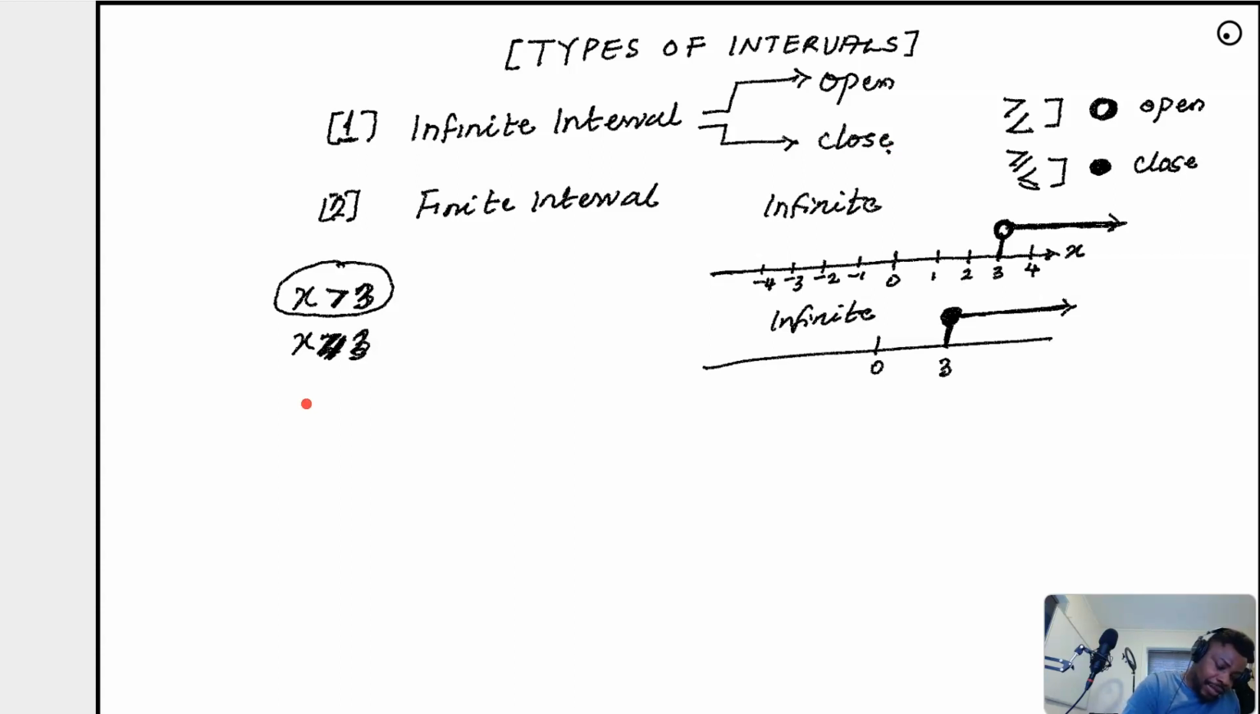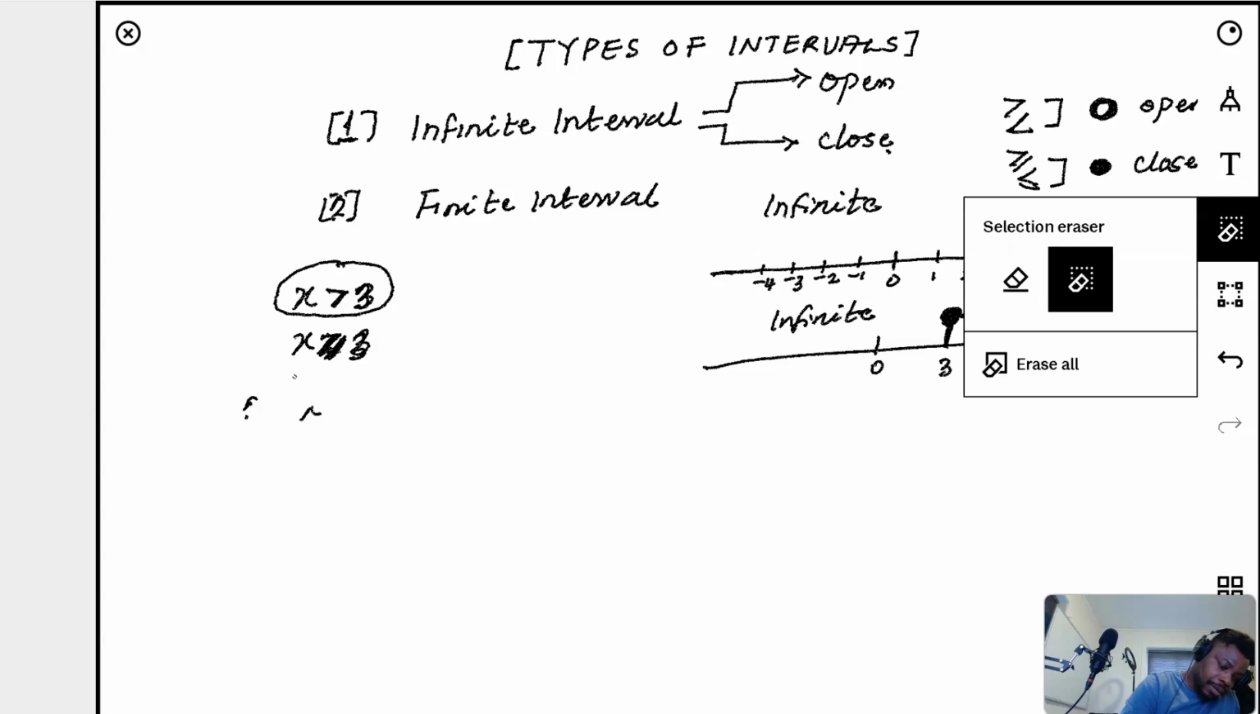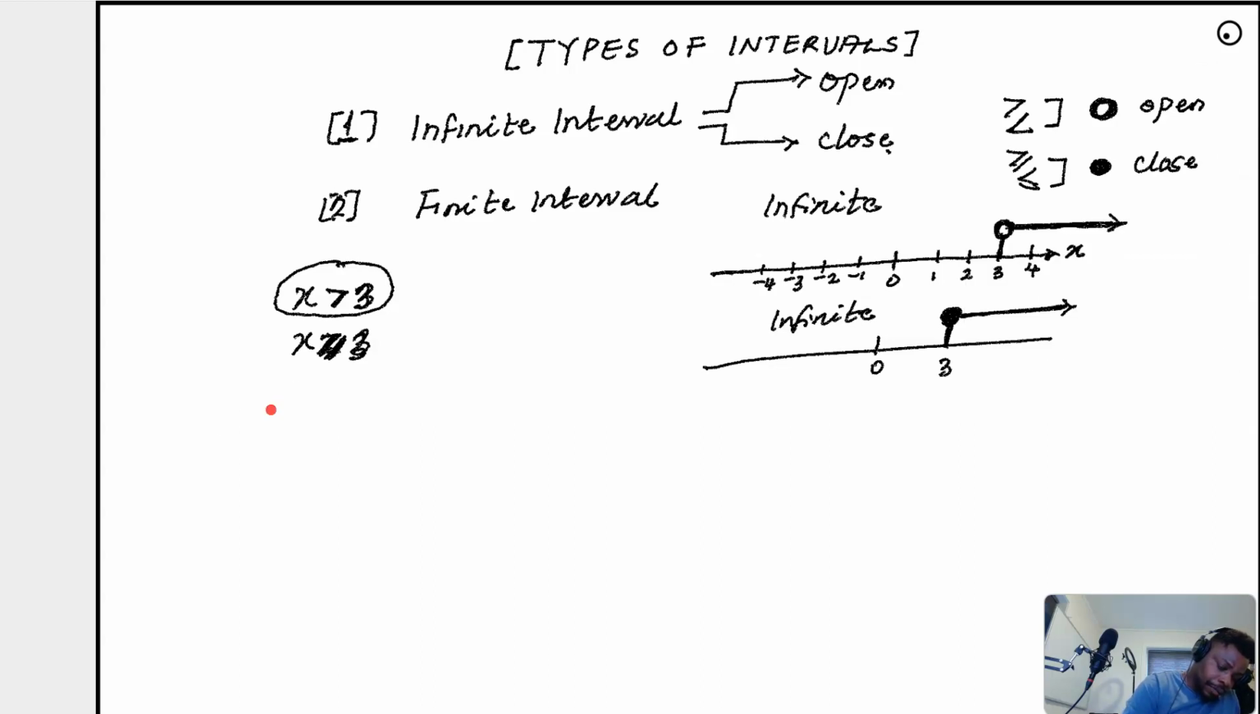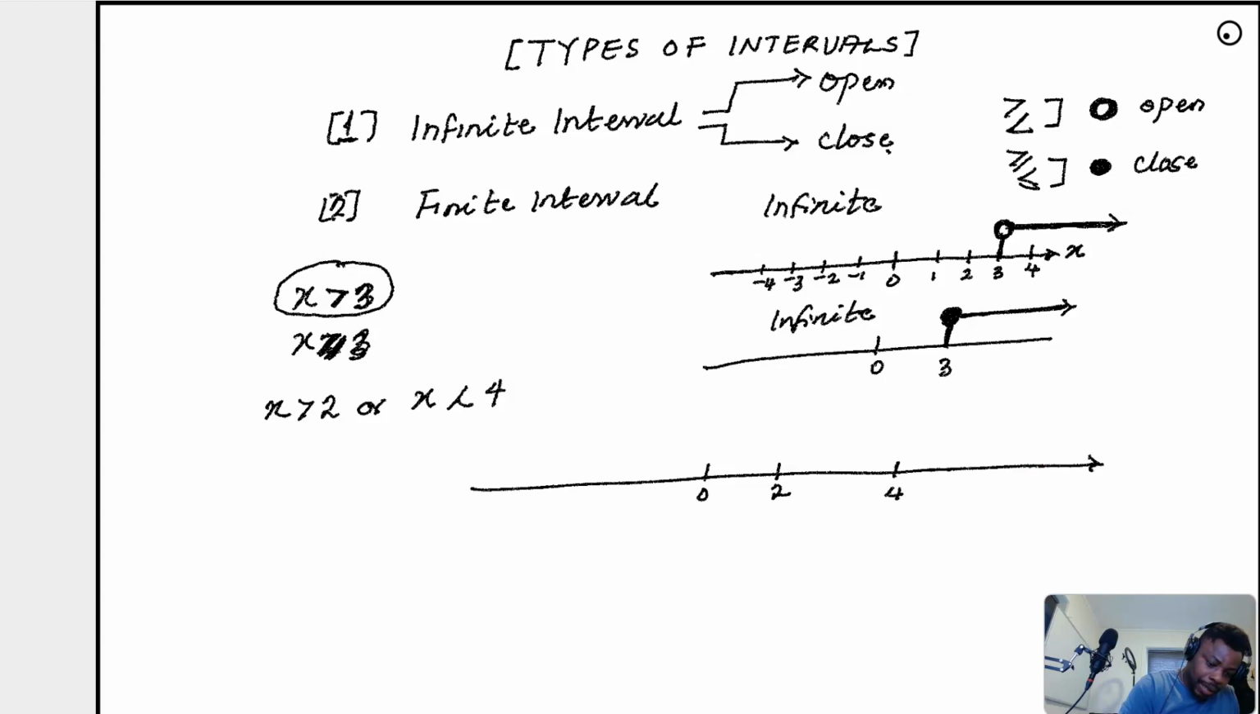Now, let's check this. X. Let me put it this way. X is greater than 2 or x is less than 4. Okay, let's check this interval now. This is 0, right? So I have 2 and I have 4. This is x-axis.